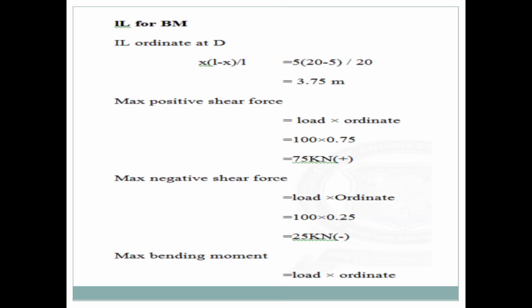Influence line for bending moment. The influence line ordinate at D is x into (L minus x) divided by L. We are getting 3.75 meters. Maximum positive shear force is load into ordinate, equal to 100 into 0.75, equal to 75 kilonewton, positive. Maximum negative shear force is load into ordinate, equal to 100 into 0.25, equal to 25 kilonewton, that is negative. And maximum bending moment is equal to load into ordinate.